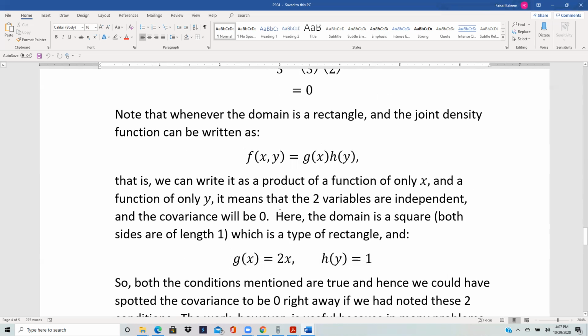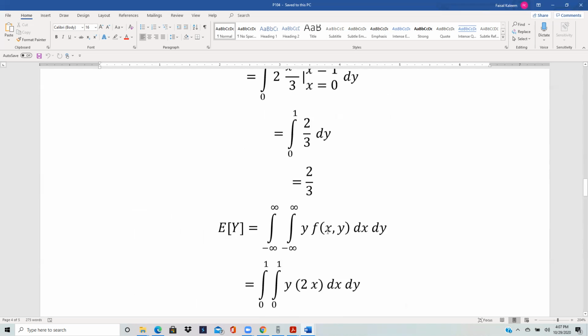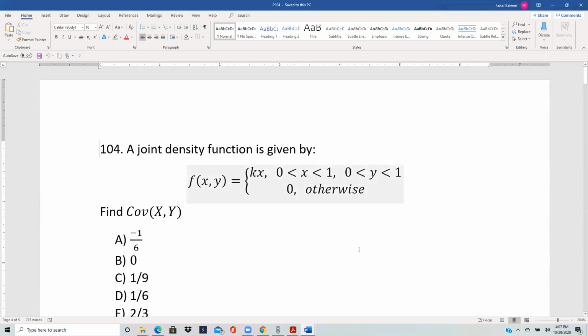The second condition you need is that the domain should be a rectangle. Here the domain was 0 to 1, 0 to 1, which is a square of sides 1. The way you recognize a rectangle is that all the limits are constants. If all 4 limits are constants, then it's a rectangle. This one is a square, but that's also a rectangle. So if the domain is a rectangle and the function can be separated out as a product of one-variable functions, then the two variables are independent and the covariance is 0.